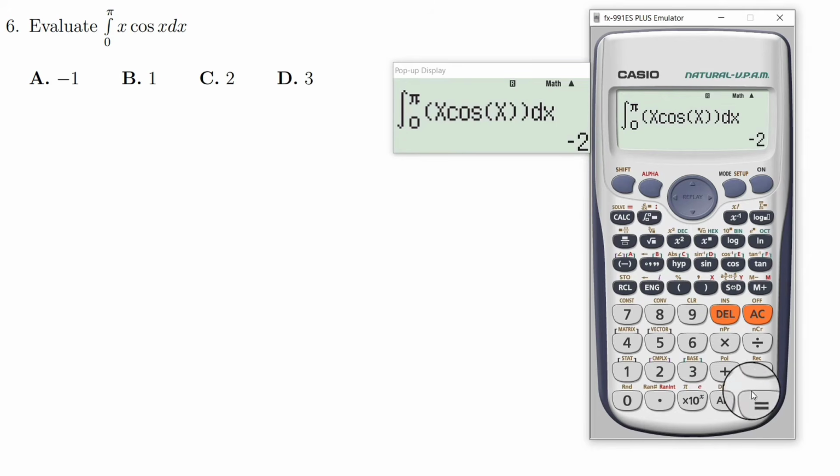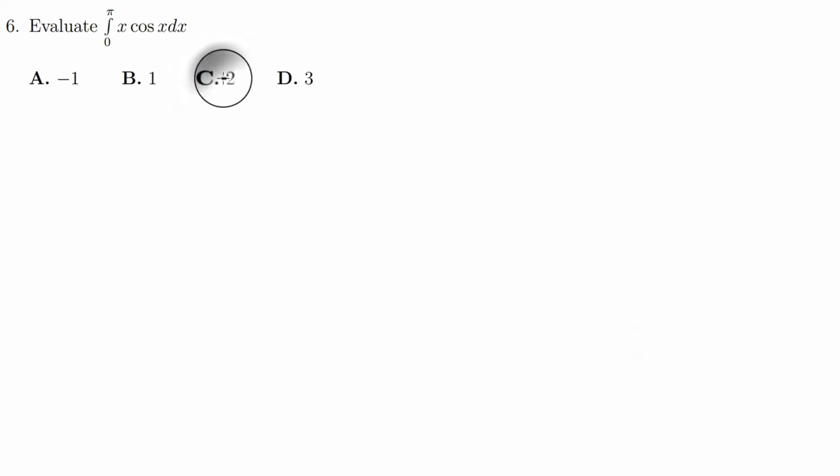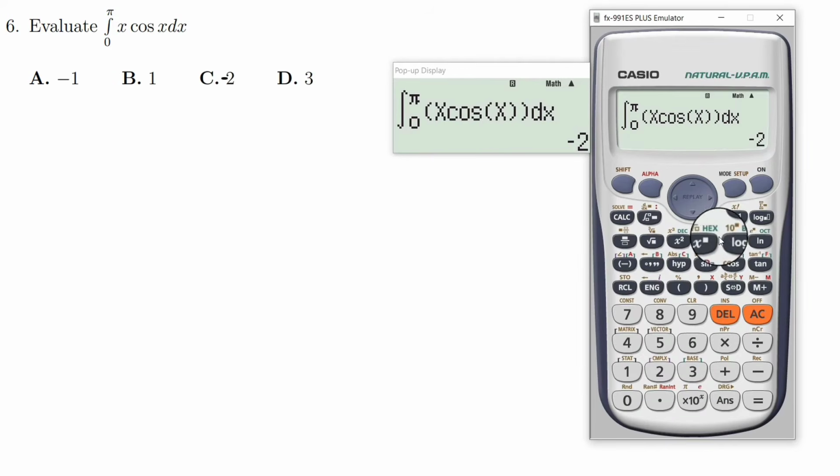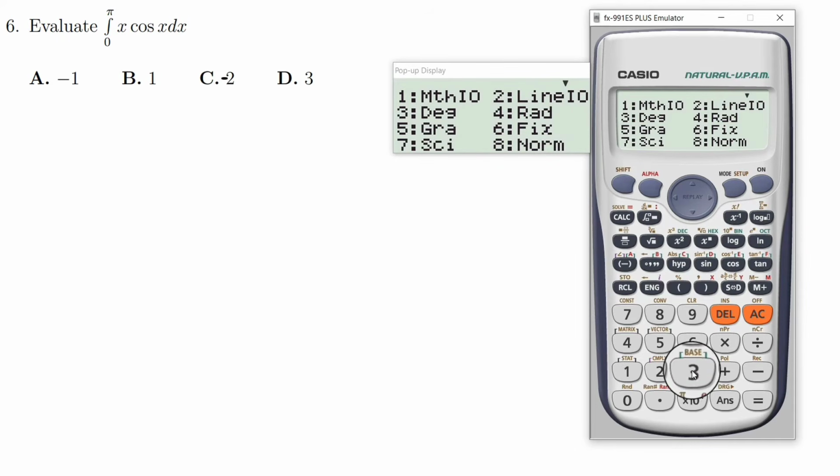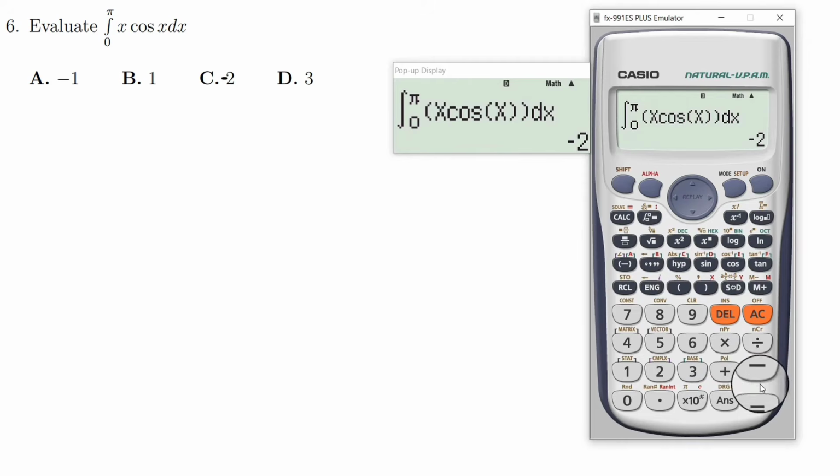So let's press equals to, so we have this to be minus 2. So the answer should be minus 2. Okay, that's C. However, let's say it's on radian mode. Sorry, let's say it's on degree mode. So let's say we are on degree.